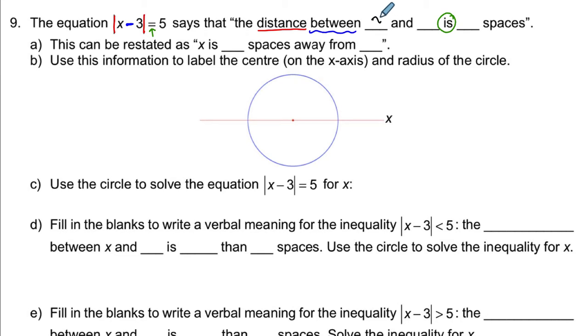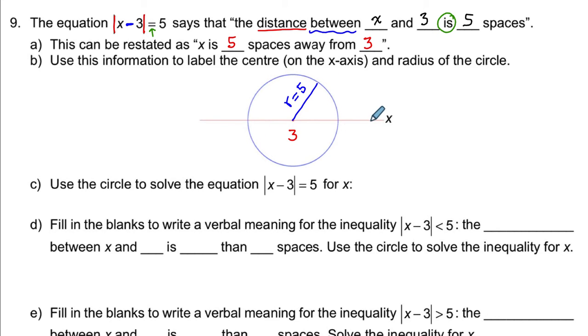The distance between x and 3 is 5 spaces. Now we can rewrite that, rearrange it to say x is 5 spaces away from 3. When we have this, we can think about what kind of shape has a constant distance away from something. And we have a circle with a constant radius away from the center. And so we have a radius of 5 and a center of 3 on the x-axis. The reason we're on the x-axis is because we have an x variable.